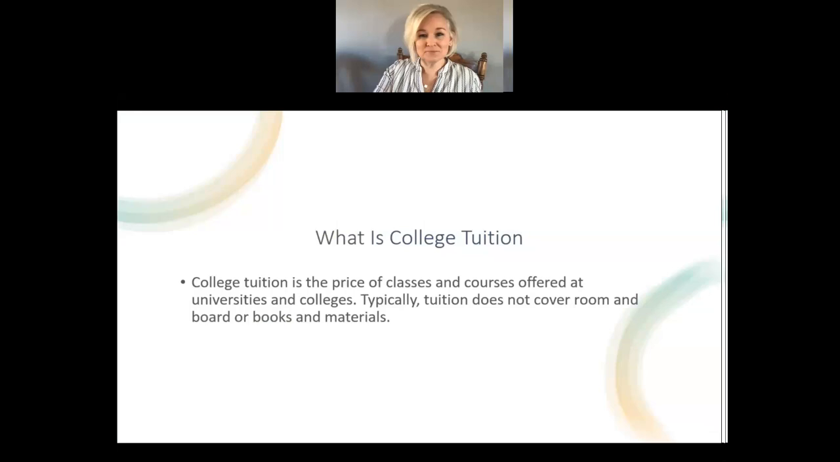What is college tuition? College tuition is the price of classes and courses offered at universities and colleges. Typically, tuition does not cover room and board or books and materials. So students will more often than not have to take out loans to be able to pay for these things and other necessities like food and water, gas if they have a car, rent if they live off campus, and other fees that they may have. Next slide.